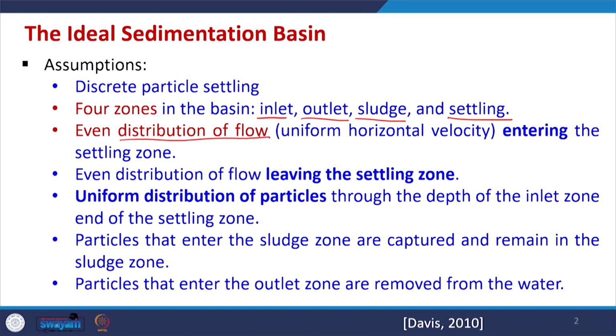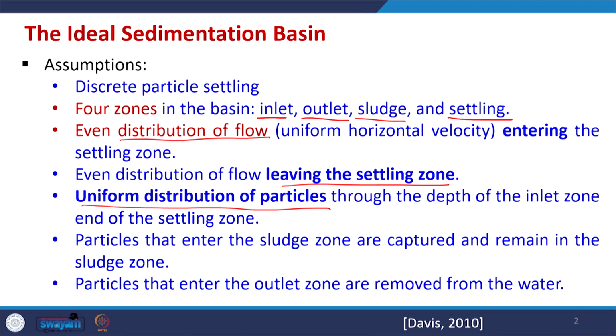Now, in the flow regimes like inlet and outlet, the distribution of flow should be uniform. We should have a uniform horizontal velocity for the fluid entering the settling zone, and similarly an even distribution of flow leaving the settling zone. This even distribution of flow is very important, otherwise disturbances may happen in the settling zone. Then we have uniform distribution of particles throughout the depth, from the inlet zone up to the end of the settling zone. This is also very important for an ideal sedimentation basin.